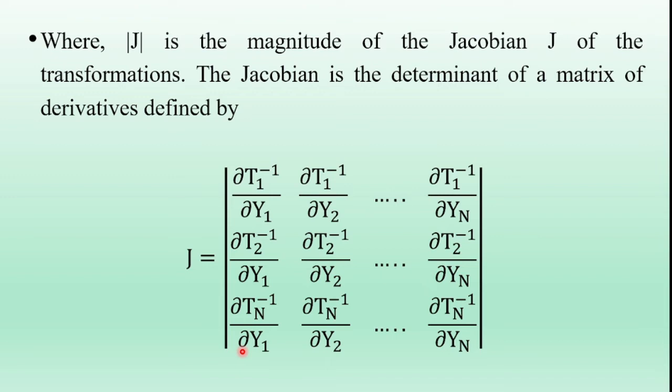The Jacobian is the determinant of a matrix of derivatives, and it is defined by J equal to the determinant of the matrix with entries: dou T1 power minus 1 by dou y1, dou T1 power minus 1 by dou y2 and so on, dou T2 power minus 1 by dou y1, dou T2 power minus 1 by dou y2 and so on, up to dou Tn power minus 1 by dou y1, dou Tn power minus 1 by dou y2 and so on. So this is the Jacobian determinant matrix.